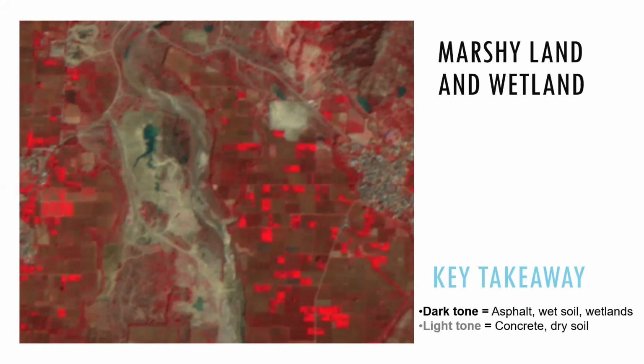So here is a key takeaway. If you observe a dark tone, it means it is a more absorptive surface, and a lighter tone would imply a reflective surface.